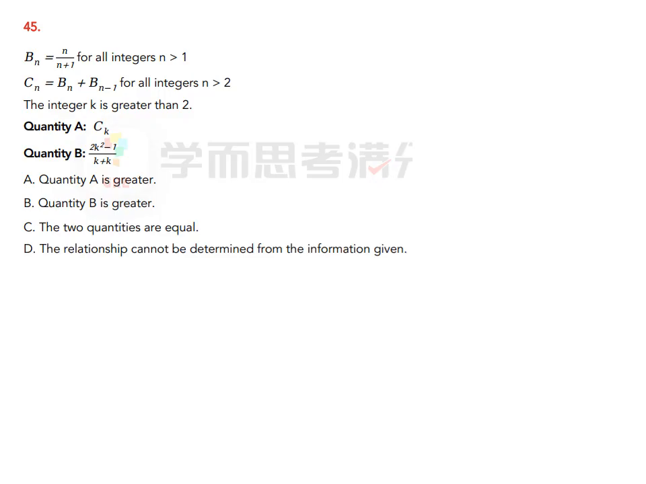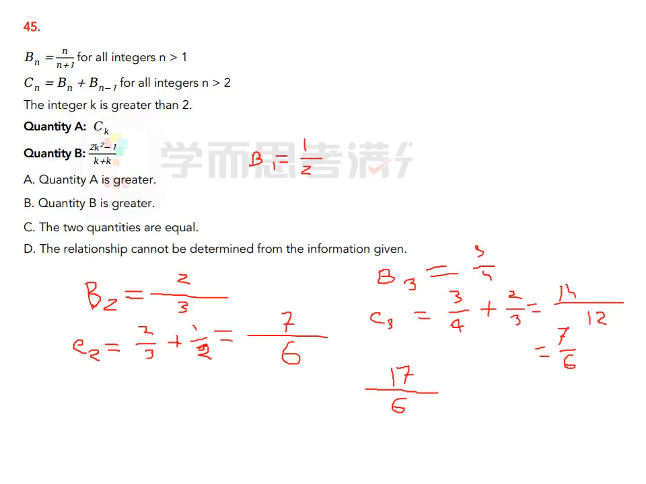Okay, let us take some numbers. What is b1? b1 equal to 1 by 1 plus 1, that is half. And what is b2? b2 equal to 2 by 2 plus 1, that's 2 by 3. And b3 will be, with the same equation, 3 by 4. Let us calculate Cn. C2 equal to b2 plus b1. b2 is 2 by 3 and b1 is half. So C2 will be 2 by 3 plus half equal to 7 by 6.